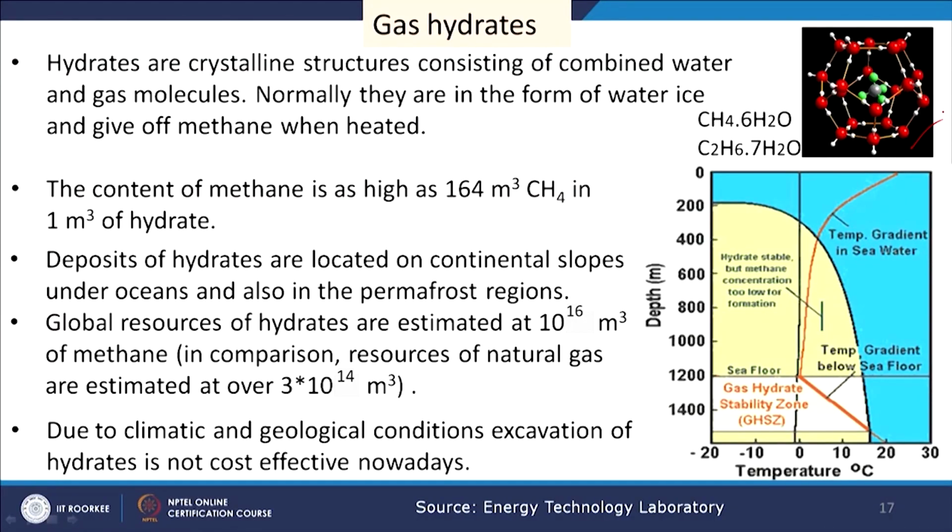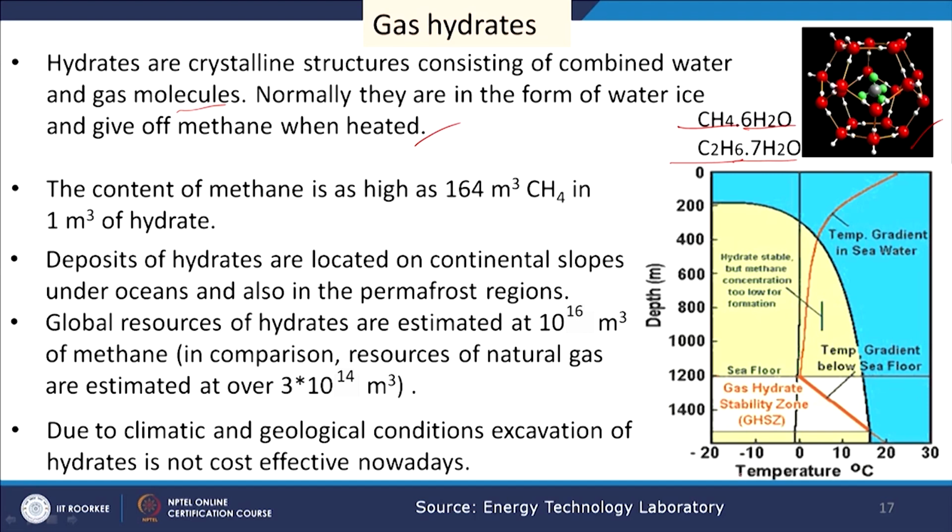Then gas hydrates are another type of gaseous fuel, available in hydrate form. This is the structure of gas hydrates. It is a crystalline structure, and methane or higher hydrocarbons associated with water molecules are present in hydrate form as a solid. If we can break this, we can get methane. Hydrates are a crystalline structure consisting of combined water and gas molecules. Normally they are in the form of water ice and give off methane when heated.